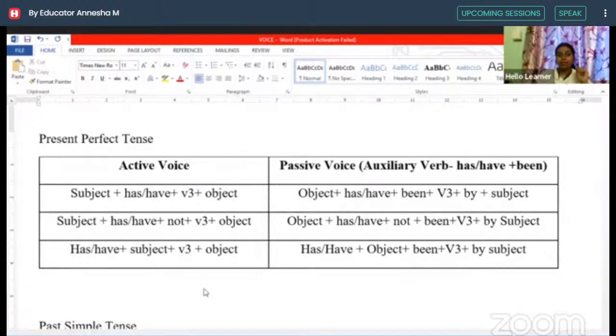Another reason when we use present perfect is when something has happened in the past, but its effect is evident in the present. अगर कोई ऐसा काम हुआ है जो past में हो चुका है, but उसका effect अभी हम feel कर रहे हैं, उसके लिए भी हम present perfect tense का इस्तेमाल करते हैं. I'll give examples of all of them.